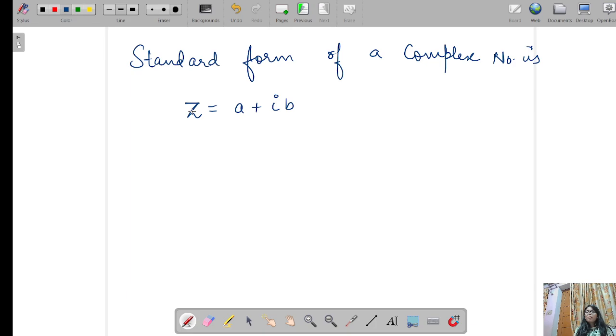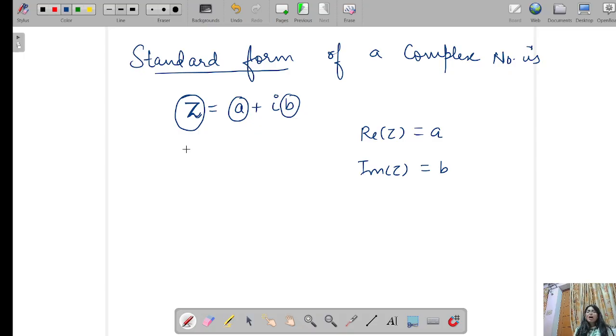Now, a complex number is denoted as z, and here the real part is a and the imaginary part is b. The real part of z, without the iota part, also known as real part, is a, and the imaginary part of z, that is the coefficient of iota, is b. I am very much familiar with this standard form. Now, for an example, I have taken this.